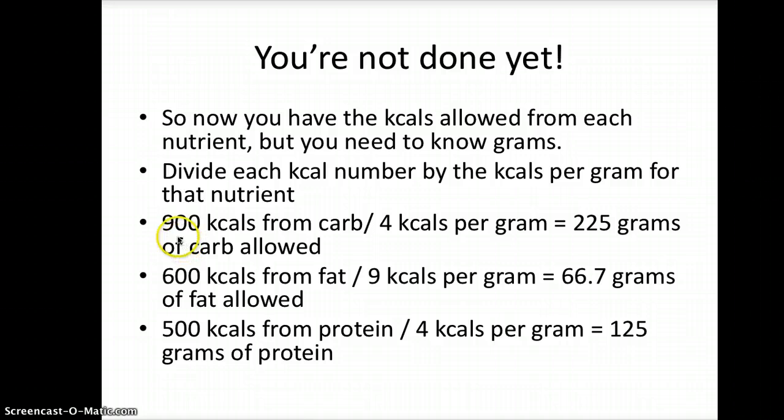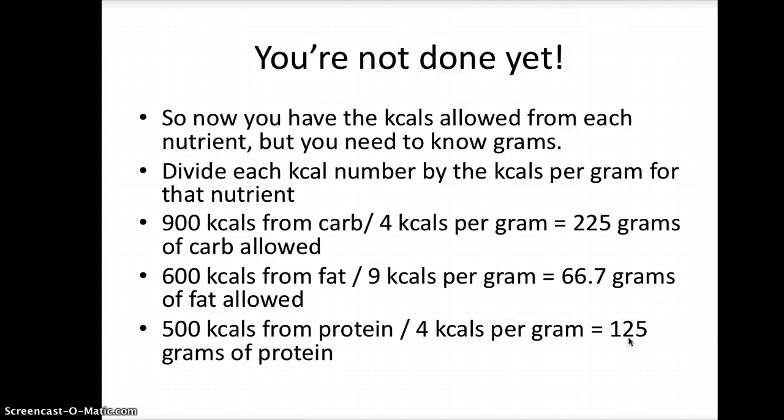We had calculated that 900 calories were going to be allowed from carbohydrate. At 4 calories per gram, that's 225 grams of carbohydrate. 600 calories of fat at 9 calories per gram is equal to 66.7 grams of fat. 500 calories from protein divided by 4 calories per gram is 125 grams of protein.